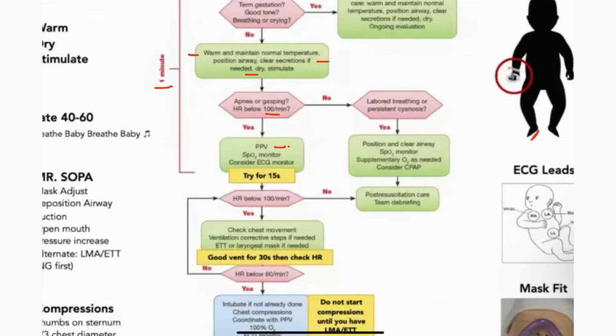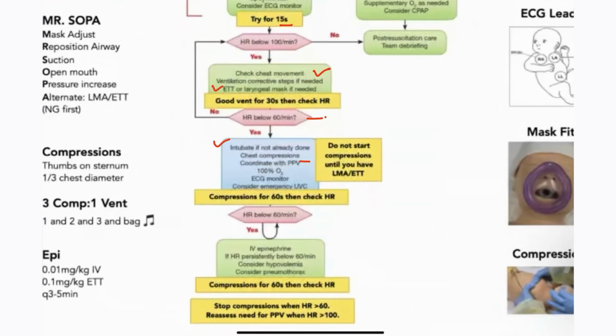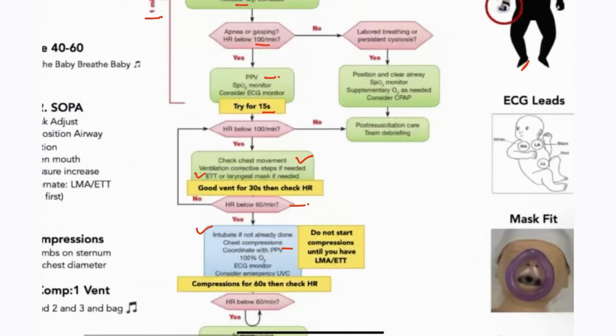Try for 15 seconds. If it is still less than 100, then you have to start chest compressions, and other modalities like an ET tube should be connected for this patient. If it is going further downwards, less than 60 beats per minute, then epinephrine should be given to this patient. This is how we follow the protocol. First, again, come back here: check the baby's breathing, tone, and cry. If it is not present, then dry and stimulate.